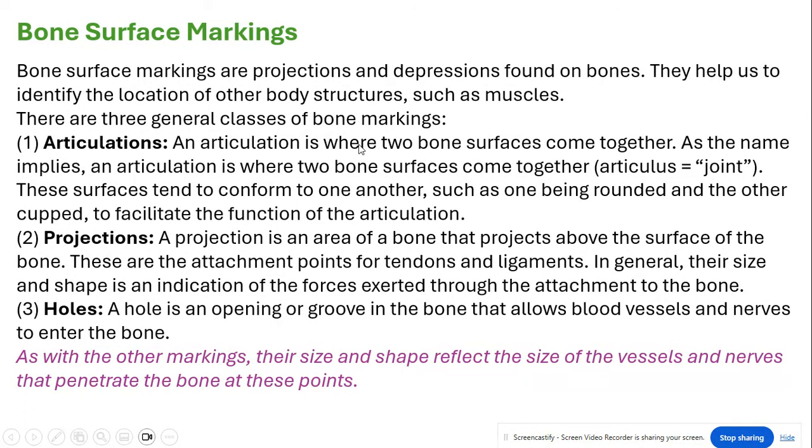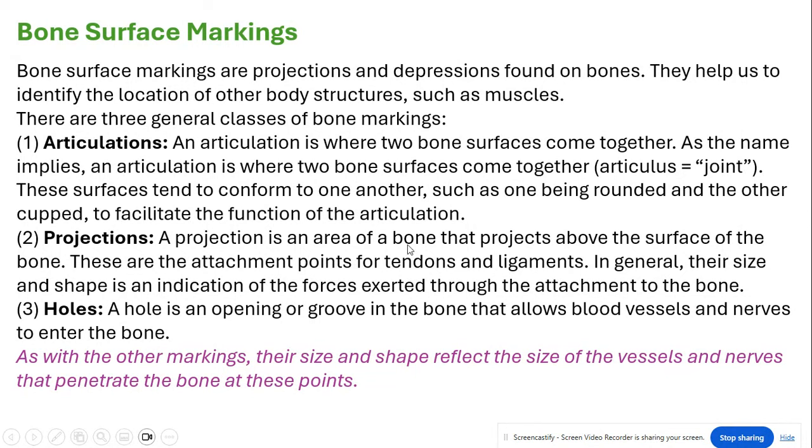An articulation is where two bone surfaces come together. As the name implies, an articulation is where two bone surfaces come together as a joint. These surfaces tend to conform to one another. They're like pairs, such as one being round and the other being cupped. If you remember the lock and key model in biochemistry, articulations are just like that. They stick to each other to facilitate the function of the articulation, right?